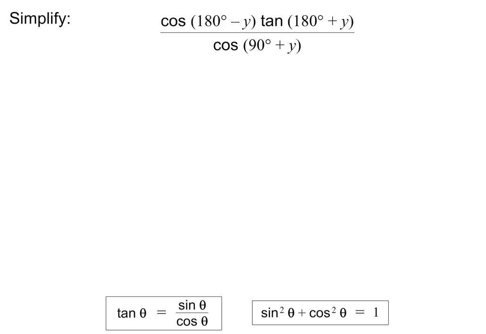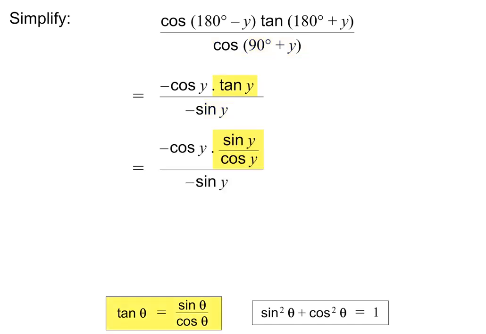In the next example, we need to use our knowledge of reduction formulae as well as identities. Cos 180 degrees minus y reduces to minus cos y. Tan 180 degrees plus y reduces to tan y. And cos 90 degrees plus y reduces to minus sine y. We have now reduced all the angles to y.